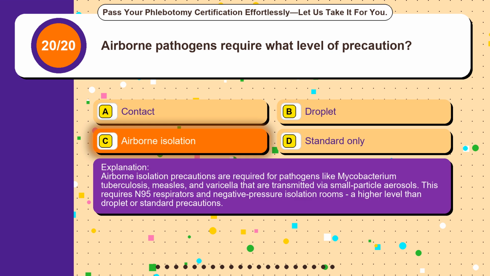Airborne isolation precautions are required for pathogens like Mycobacterium tuberculosis, measles, and varicella that are transmitted via small particle aerosols. This requires N95 respirators and negative pressure isolation rooms, a higher level than droplet or standard precautions.